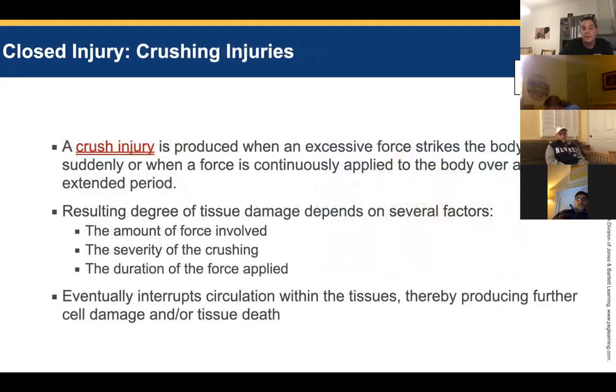Crush injuries are produced when excessive force strikes the body suddenly, or when a force is continuously applied to the body over an extended period. The resulting degree of tissue damage depends on several factors: the amount of force involved, the severity of the crushing, and the duration of the force applied. It eventually interrupts circulation within the tissues, thereby producing further cell damage and/or tissue death.